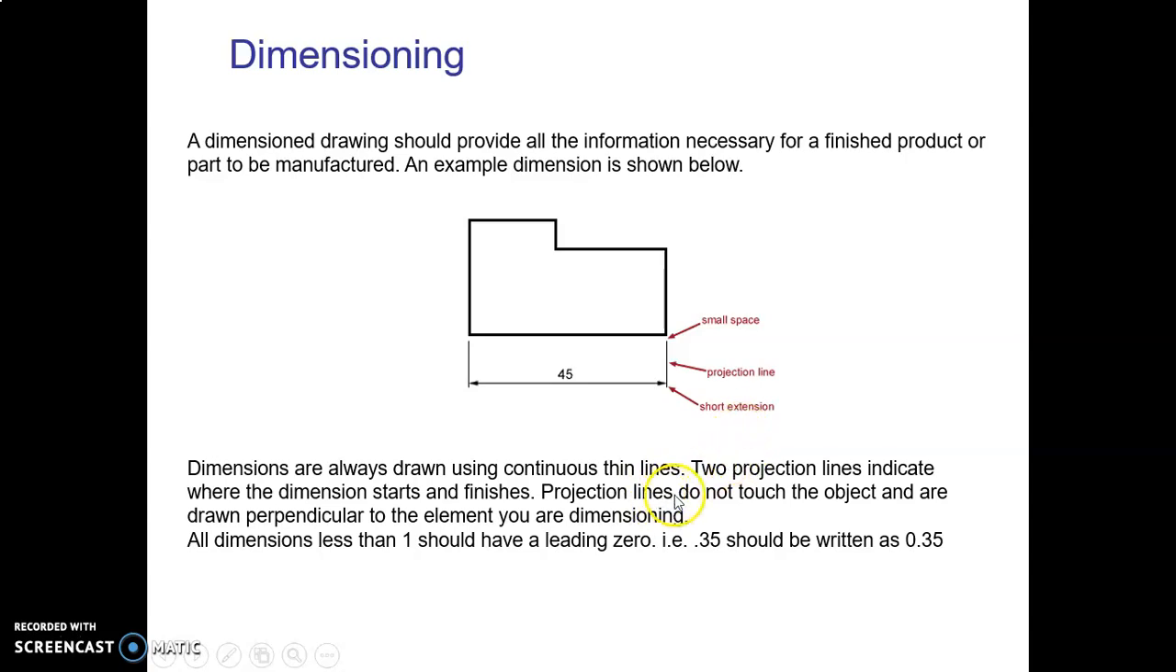So projection lines do not touch the object. Kena ada gap tadi. And they are drawn perpendicular to the element you are dimensioning. All dimensions less than 1 should have a leading 0. For example, .35 should be written as 0.35.